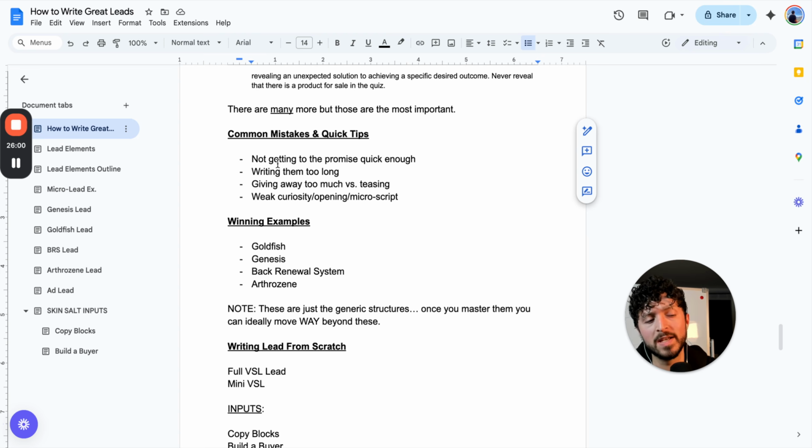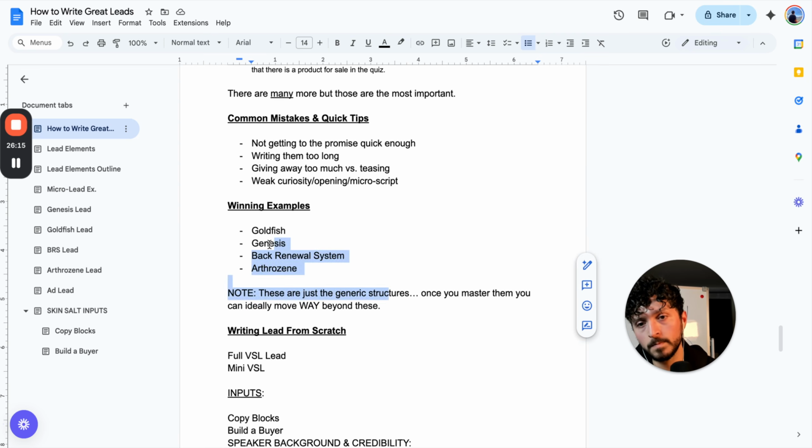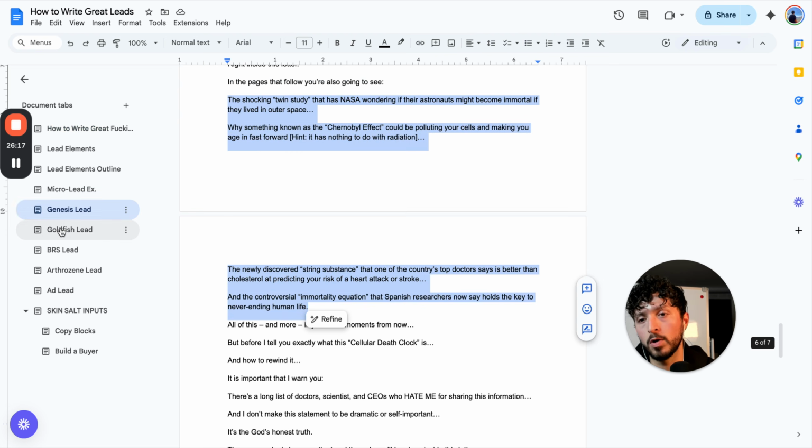Some people give away way too much. Remember, you want to tease, do the trailer, right? If you watched the movie trailer and it told you all the plot points and all the twists, you'd be pretty bummed out. You wouldn't want to watch the movie. So keep that in mind. And then a weak curiosity opening, micro script, is super important. Okay. Let's look at these winning examples real quick.